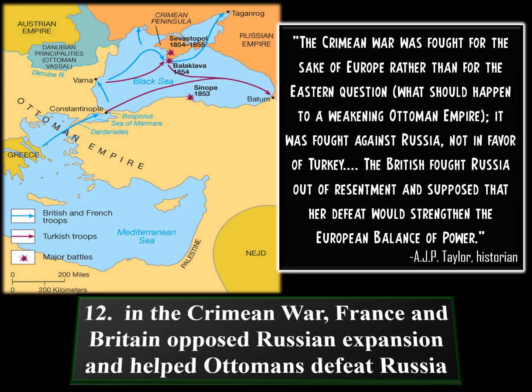A historian writes, the Crimean War was fought for the sake of Europe rather than for the Eastern question, meaning what should happen to a weakening Ottoman Empire. It was fought against Russia, not in favor of Turkey. The British fought Russia out of resentment and supposed that her defeat would strengthen the European balance of power.